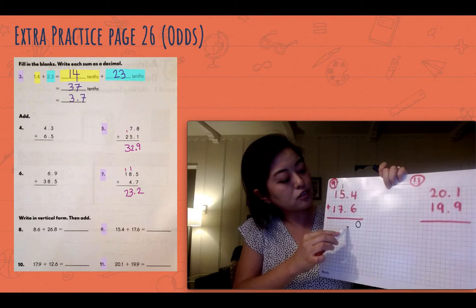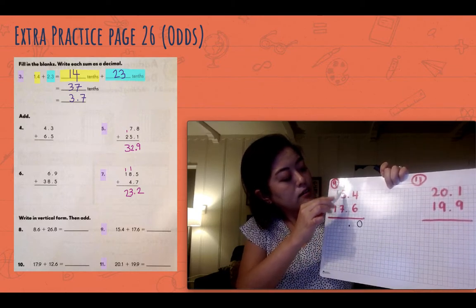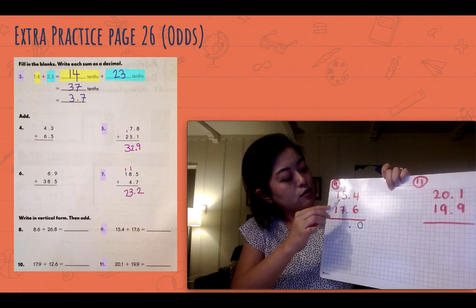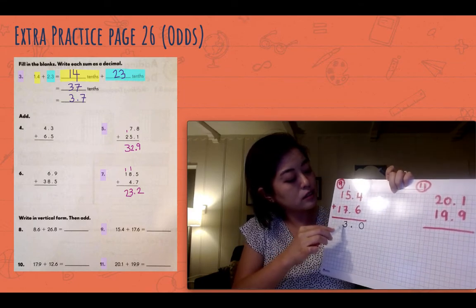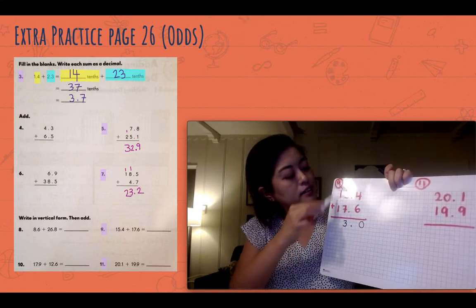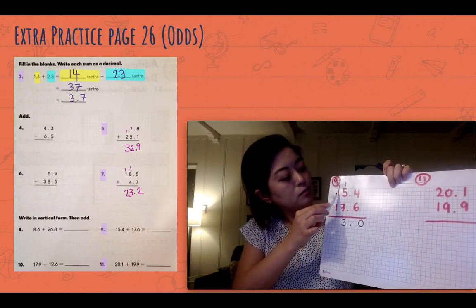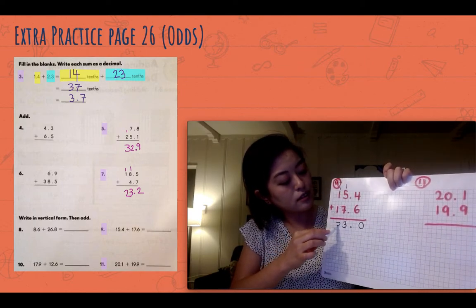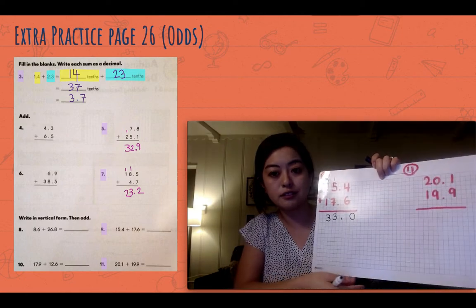I'm going to drop my decimal point. And now let's add the ones. 1 one plus 5 ones plus 7 ones is 13 ones. Now let's add the tens. We have 1 ten plus 1 ten plus 1 ten is 3 tens. So your answer is 33.0.